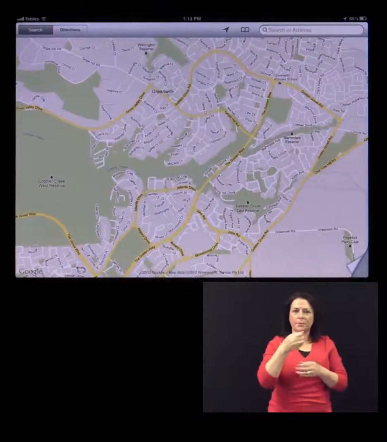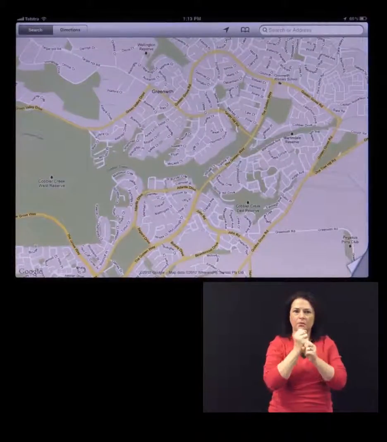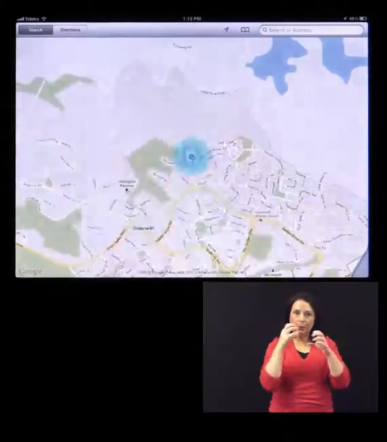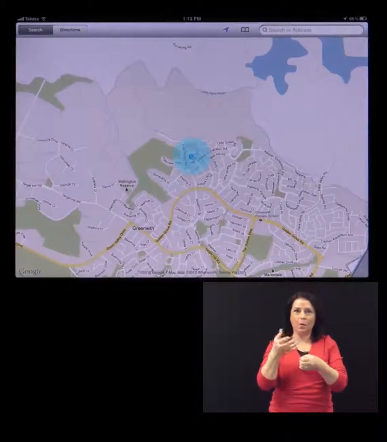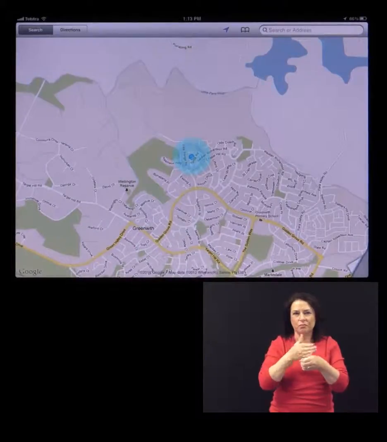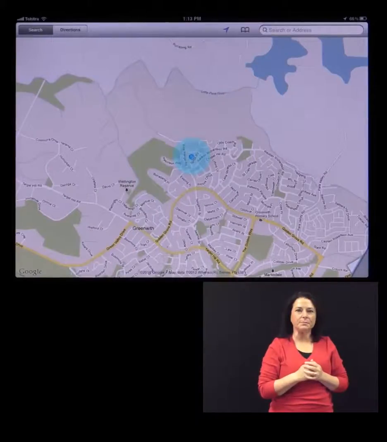If you have the 3G version of the iPad, which has a GPS built-in, you can tap on the arrow button to have the map center on your current location. The blue dot is where the iPad thinks you are. The light blue circle around the dot means in reality you could actually be anywhere inside that circle.